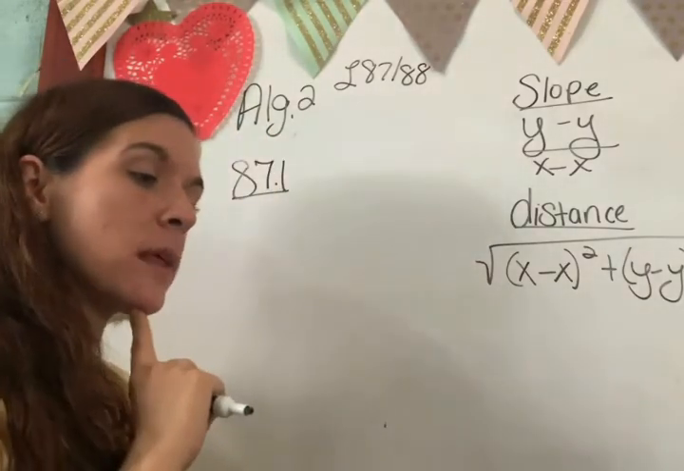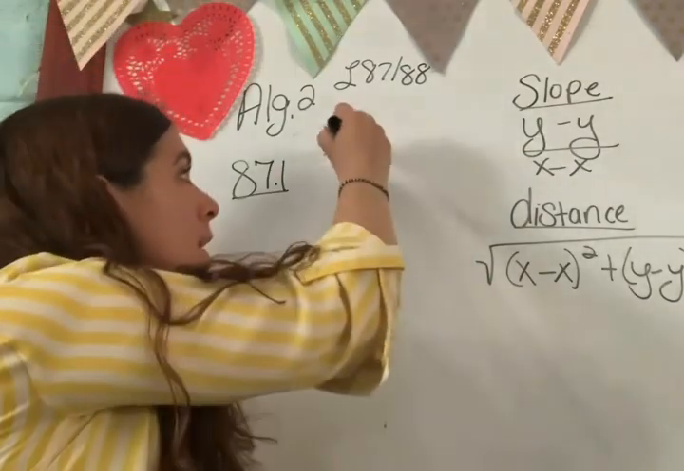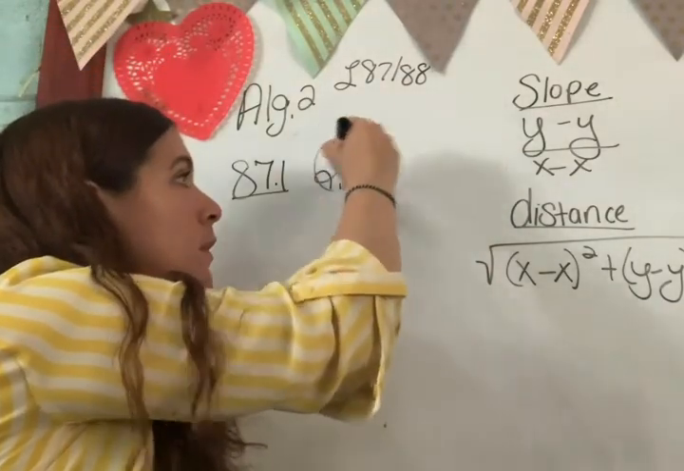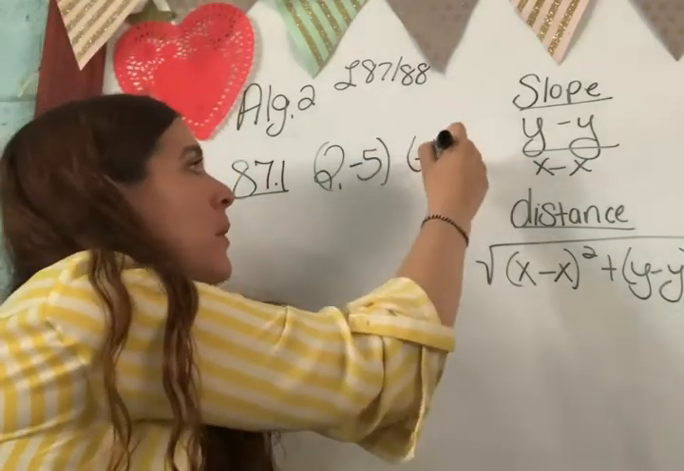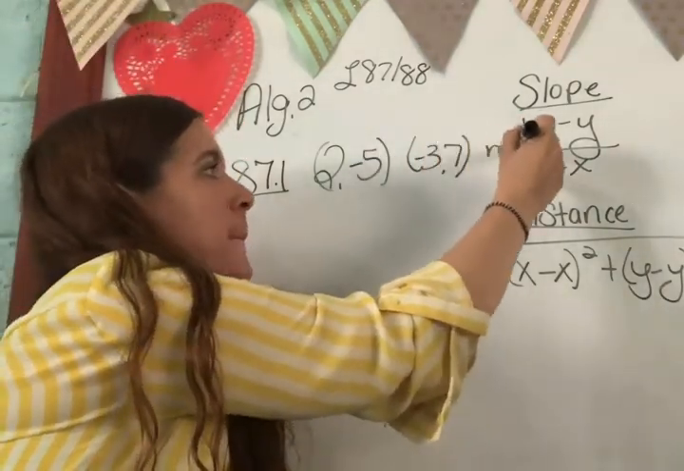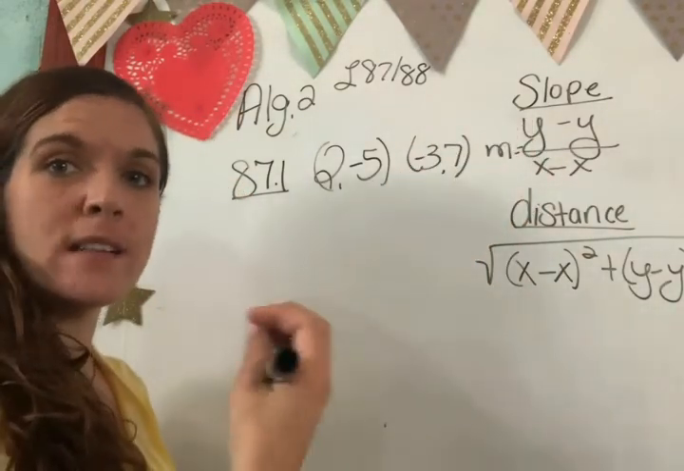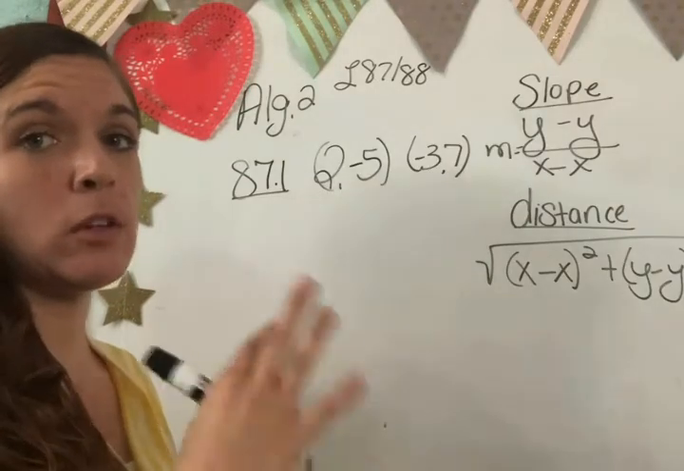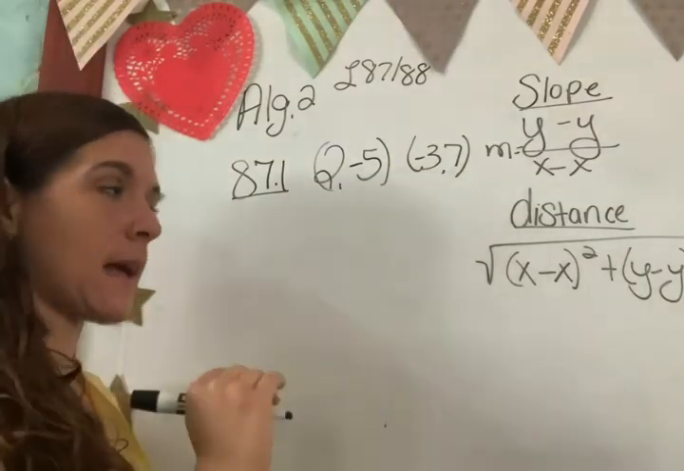Okay, look at example 1. Use the slope formula to find the slope of the line that passes through (2, -5) and (-3, 7). Okay, remember what the slope is, guys. The slope is just m. Okay, that's slope. Remember, so when you're doing y equals mx plus b, that's what we've been doing. We've been finding slope with y minus y over x minus x, okay?